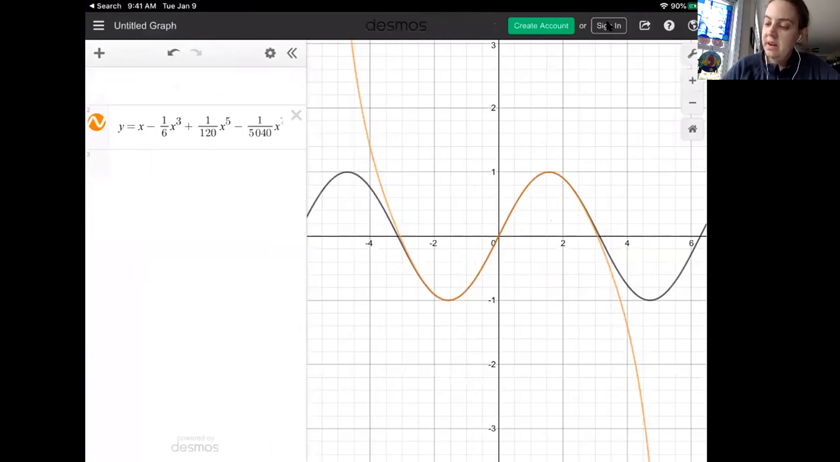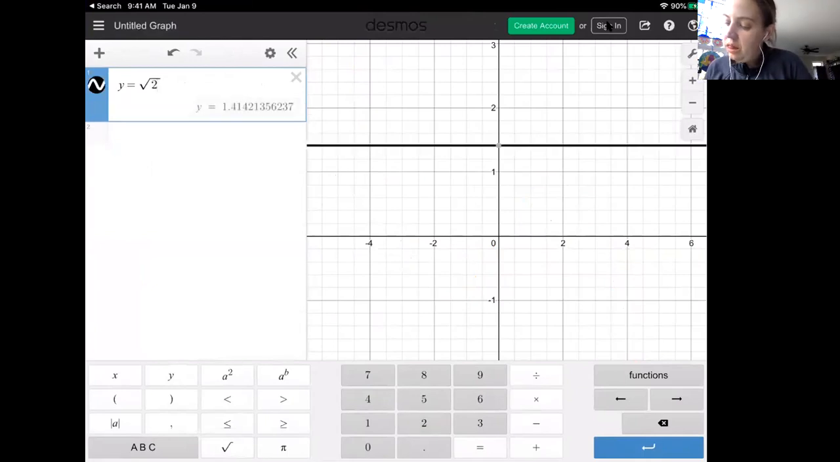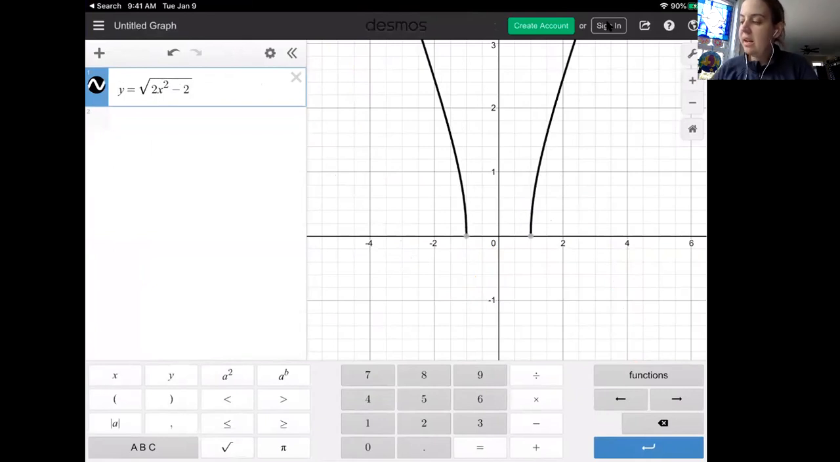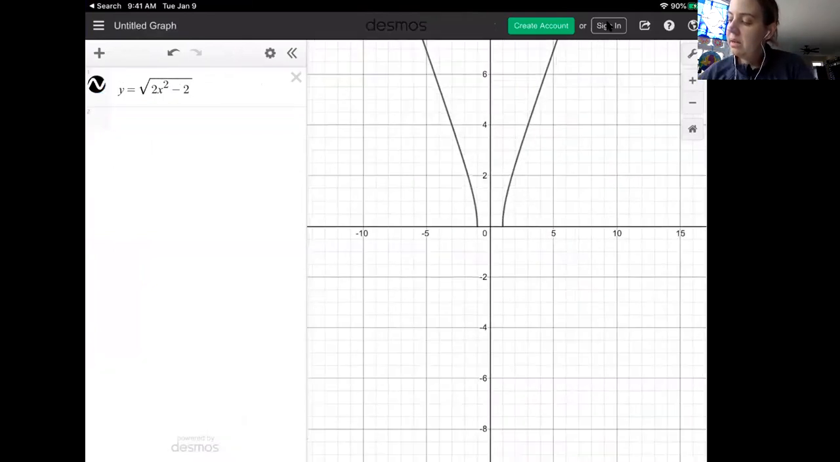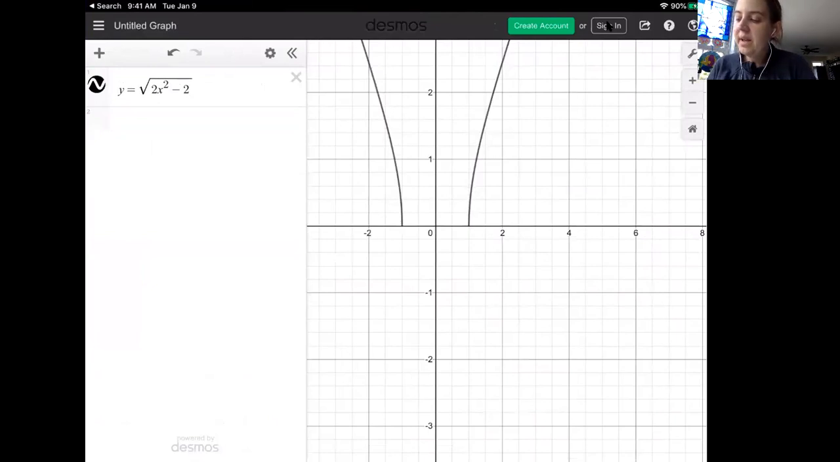Clear all this stuff out of here. If I were prepared, I would have had this in here already. So y equals the square root of 2x squared minus 2. There we go, looks something like that. If I shrink this down a little bit, you'll see that you have these vertical tangent lines at -1 and +1. So those are kind of sort of critical points.